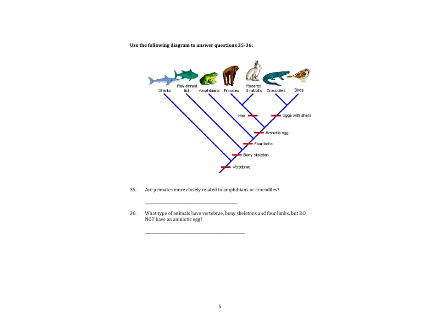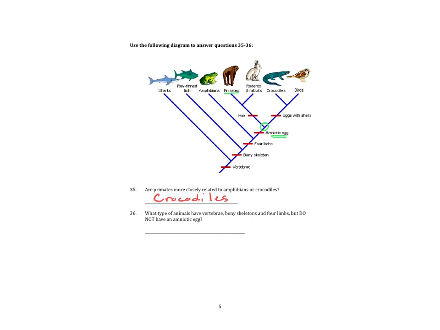Number 35 asks, are primates more closely related to amphibians or crocodiles? Here we've got our primates, and if we trace this back, here's where they branch off. They're going to be more closely related to crocodiles because they both share this trait of the amniotic egg. Amphibians do not have an amniotic egg, and so they evolved earlier than primates and crocodiles, which both have an amniotic egg. So they are more closely related to one another.